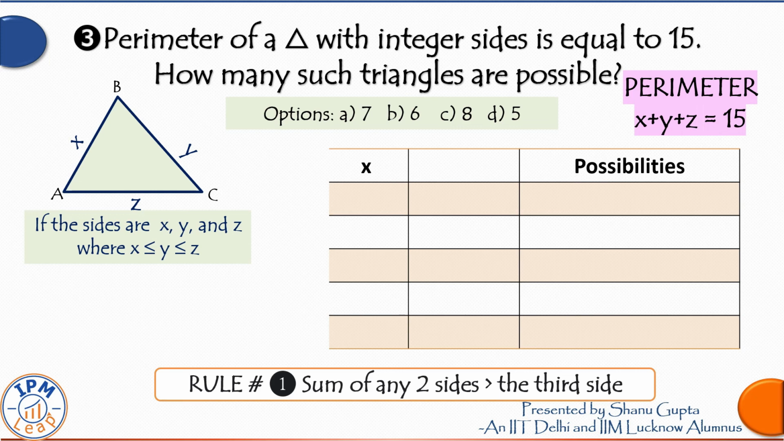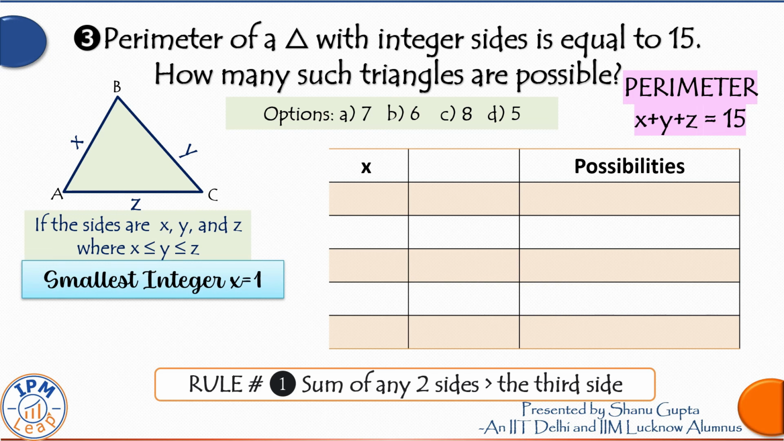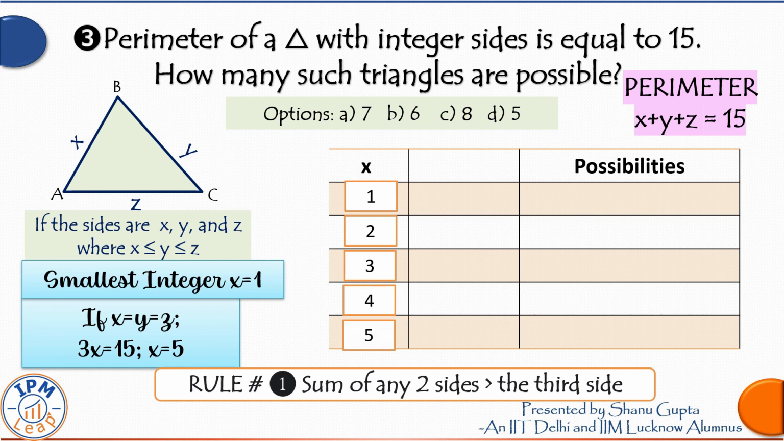Now I would say the question reduces to just a counting problem. We need to list down all possibilities and count them to get our answer. We have assumed x to be the smallest side. So the least integer value it can take is 1. On the other extreme, if x is equal to y is equal to z, if all three sides are equal, then x is equal to 5. So x can take values 1, 2, 3, 4 and 5. And we need to list down corresponding values of y and z now.